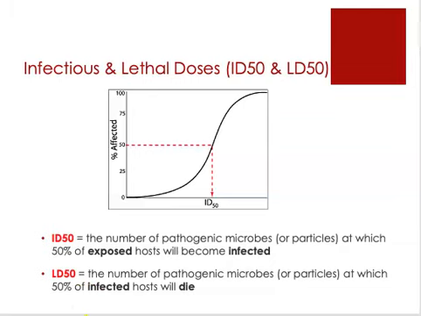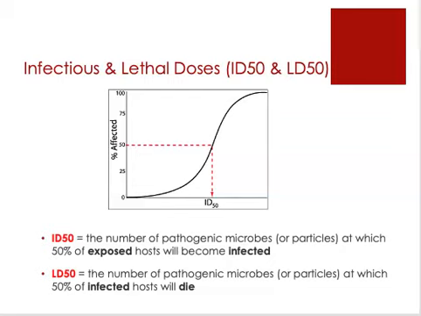So an ID50 describes the number of pathogenic microbes or viral particles, if it's a virus, at which 50% of the exposed host organisms will become infected. So there is a threshold, there's a minimum number of microbial cells or viral particles that the host organism needs to get exposed to in order to become infected, in order to have that event where the pathogen penetrates and starts to multiply.